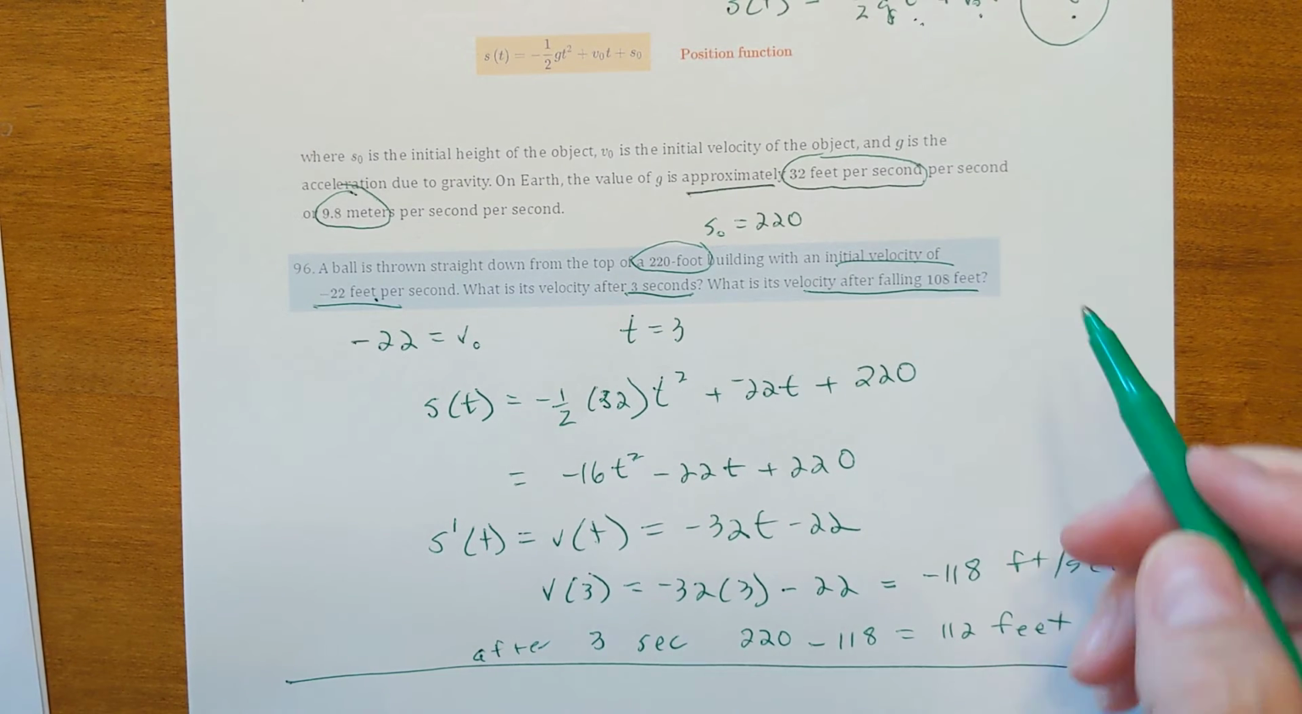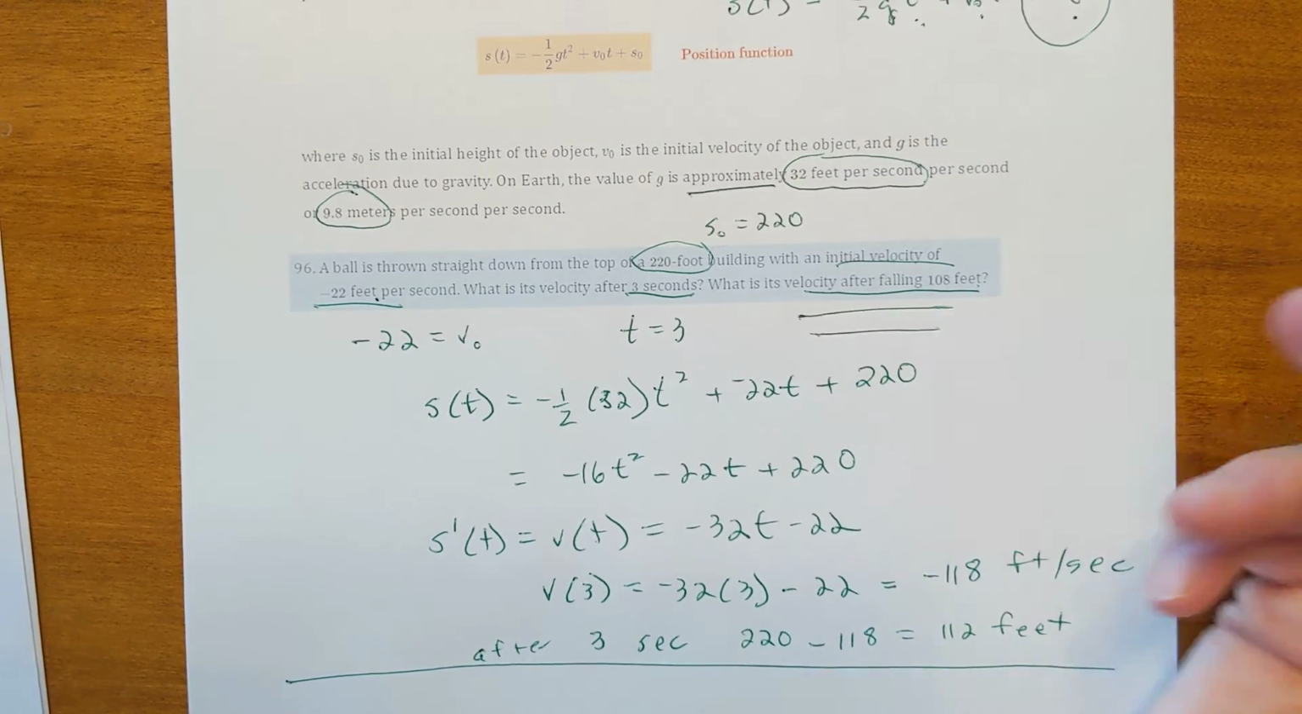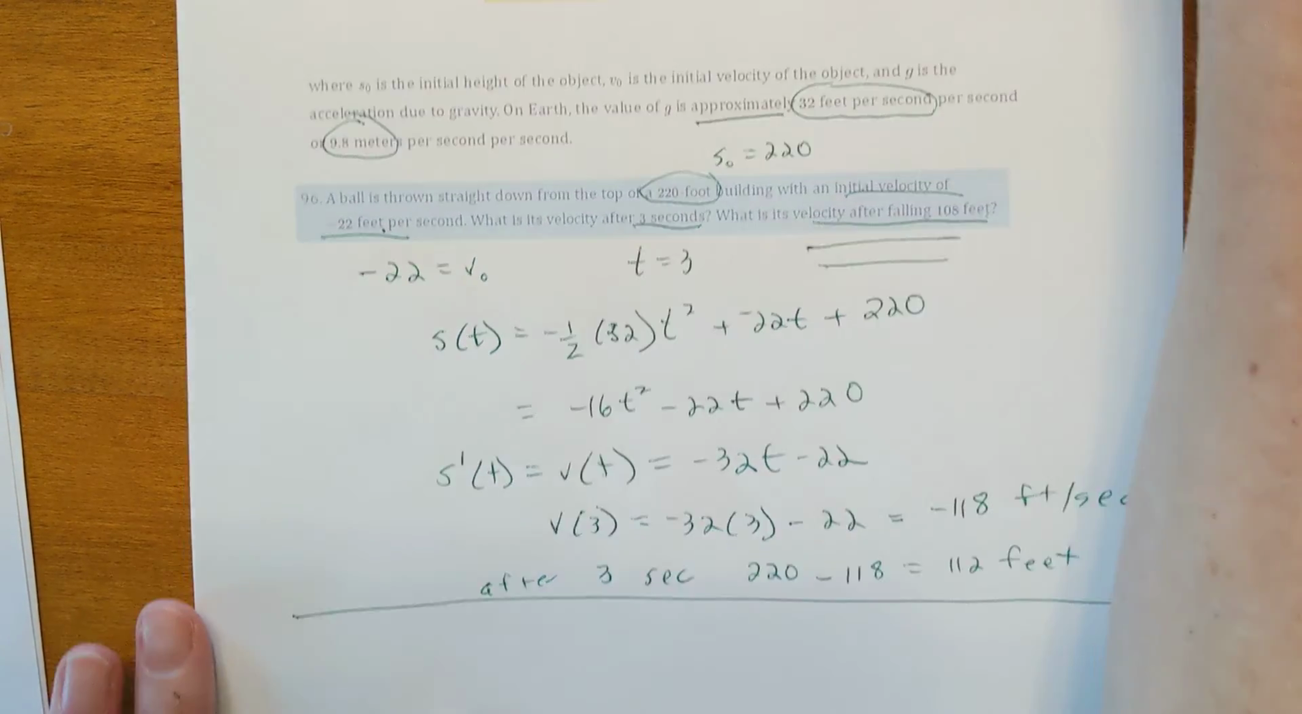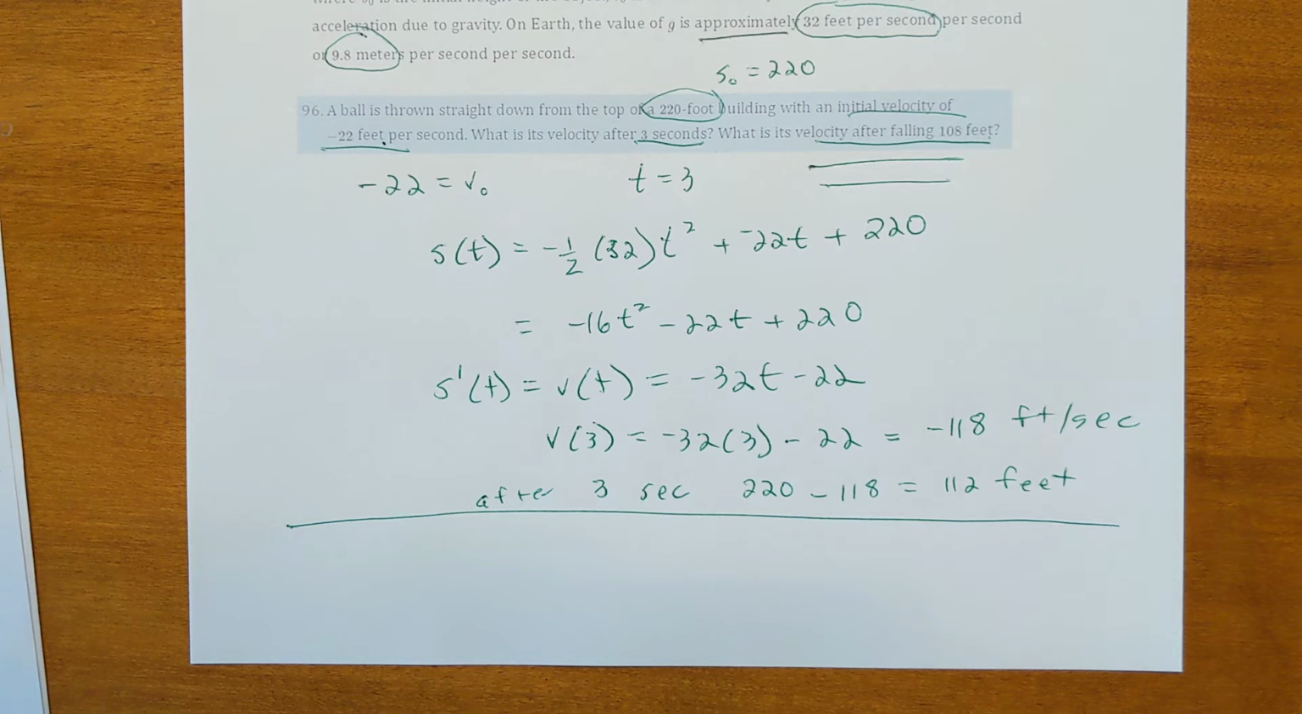And then this question is different than the other one, so don't get confused. When it says, what is the velocity after falling 108 feet? That's a new question. It's all new. So what after 108 feet? Well, we need to see how long that took. What is the time it took to go 108 feet?